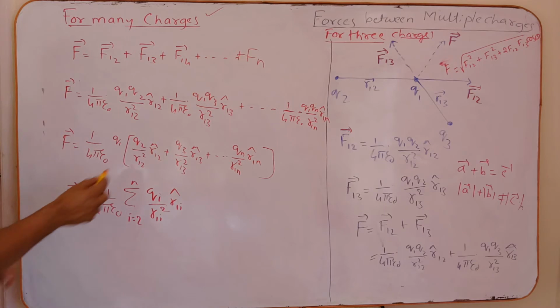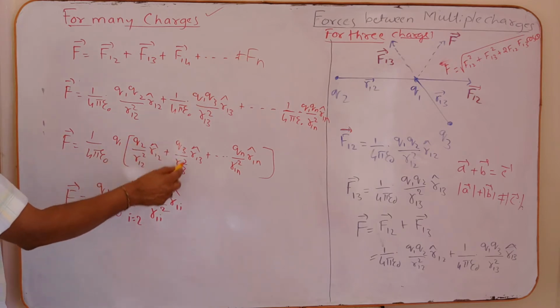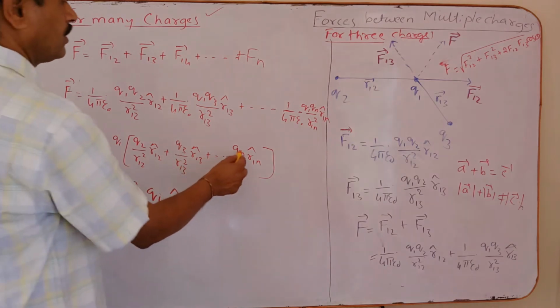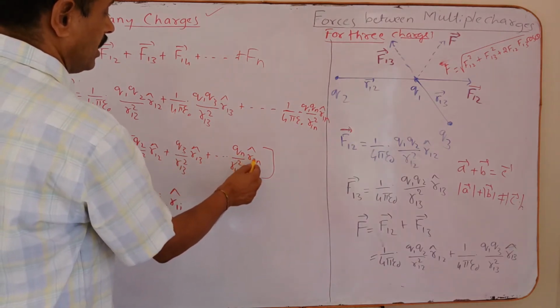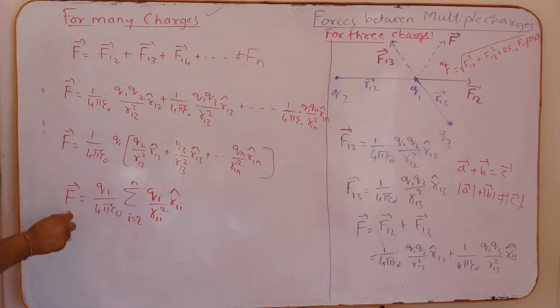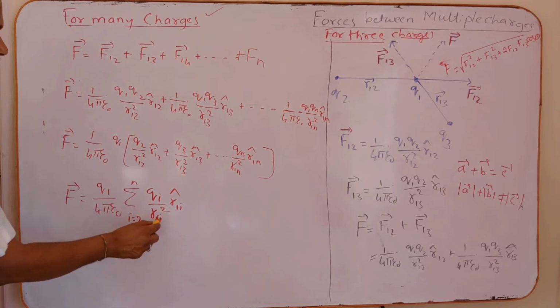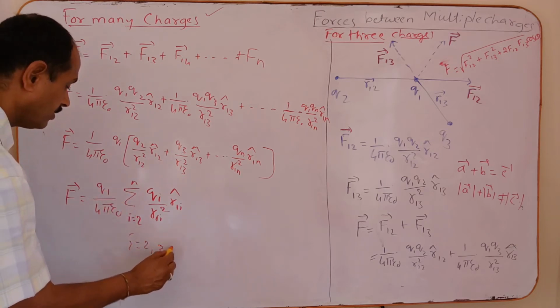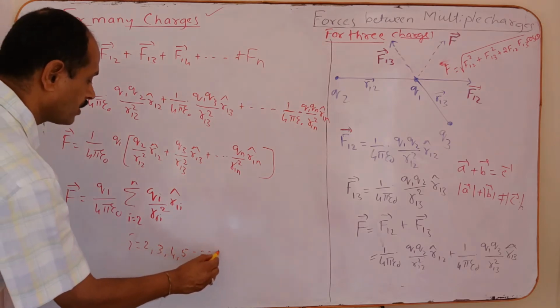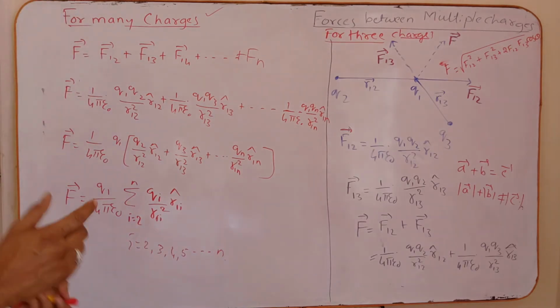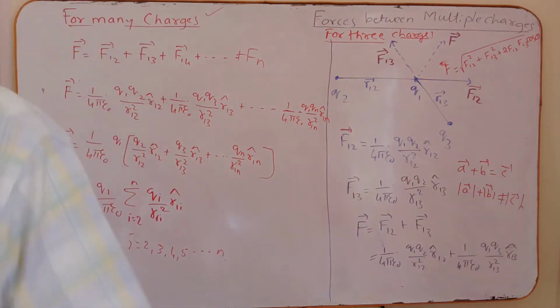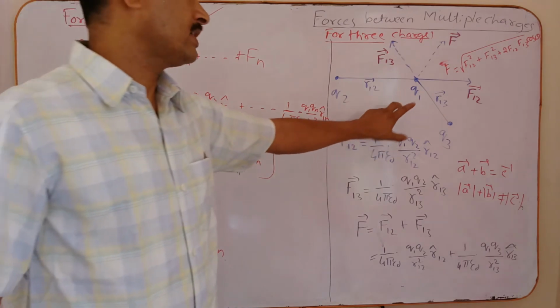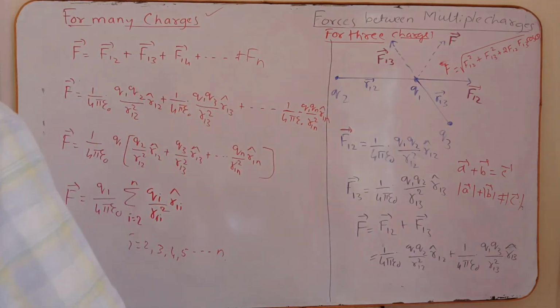Here 1 upon 4 pi epsilon naught Q1 is common: Q2 upon R12 square, R12 cap, plus Q3 upon R13 square, R13 cap, plus Qn divided by R1n square, R1n cap. Then finally, vector F is equal to Q1 divided by 4 pi epsilon naught, summation over Qi divided by R1i square into R1i cap, where i is from 2 to n, that is 2, 3, 4, 5 and so on up to n. This is the force acting on a single charge by many charges, more than two charges. The earlier case was the force on a single charge by two charges.